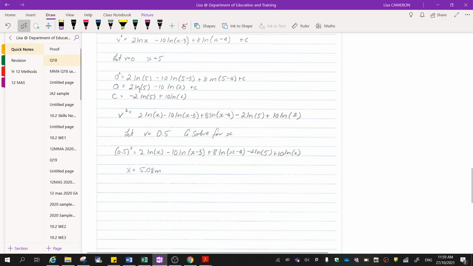You could have also G-solved at this step here if you wanted to find C, but it wouldn't have given you an exact value. From what I can tell, I don't think that you get marked down for not having an exact value in that spot.